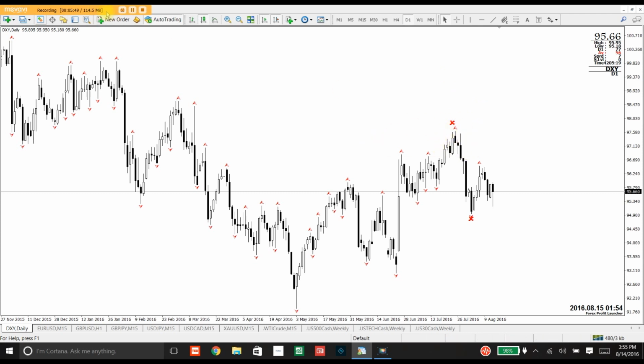The Bill Williams fractal indicator that's installed in MT4 requires 2 lower candles on each side of the up or down candle to constitute it as a swing point, okay? And that's not how I operate, okay? I only require 3 candles, okay?